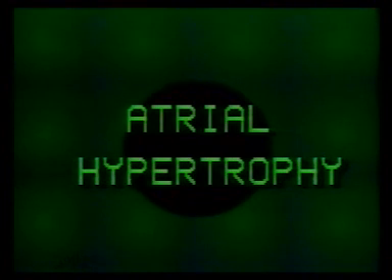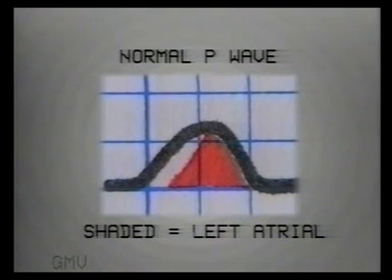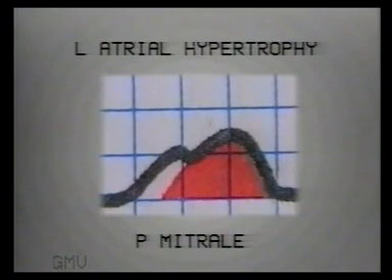Atrial hypertrophy. Atrial hypertrophy can be diagnosed from the contour of the P waves seen best in lead 2. The P wave represents depolarization of both right and left atria. The SA node starts the depolarization in the right atrium. So the initial part is contributed by the right atrium and the later part of the P wave, shaded in the diagram, is contributed by the left atrium.